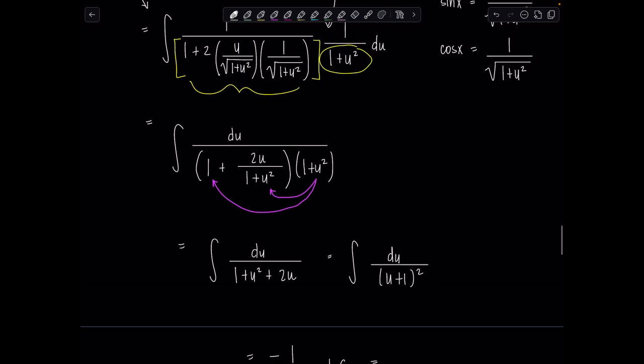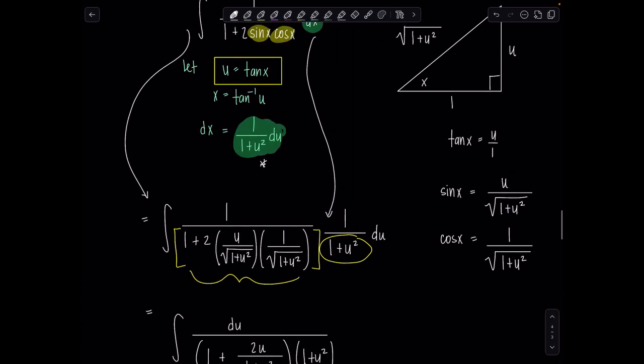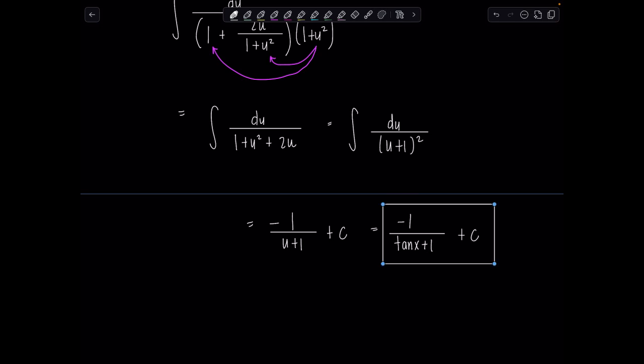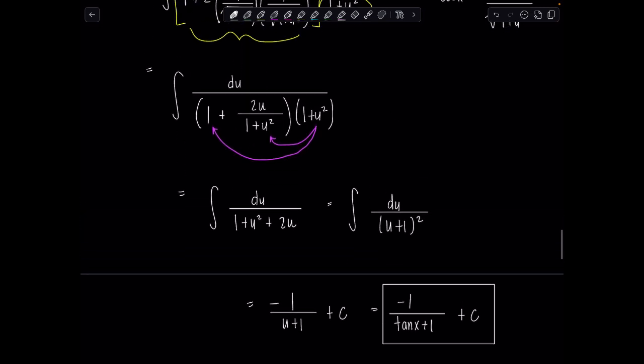And then who was u? Come back, back, back. u was tangent of x. So this is going to be negative 1 over tangent of x plus 1 plus c. Okay? So that's it. Two methods to solve the same integral. Hope you enjoyed it. Tell me which method you liked better.